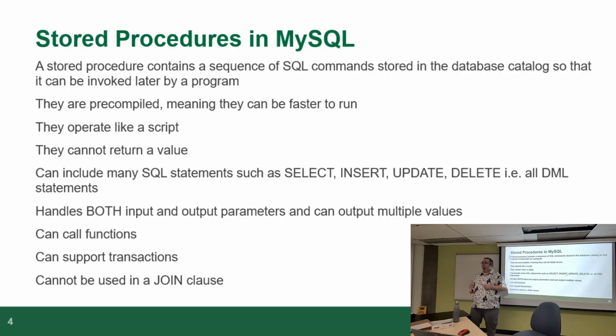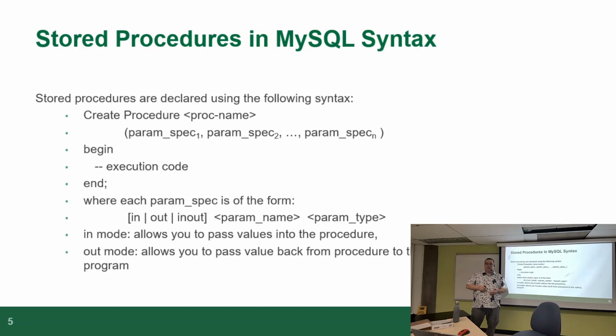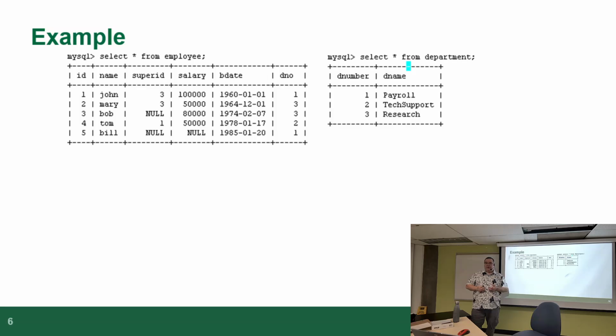I'll explain a bit what you can use it for. It can call functions. It supports transactions inside itself. You cannot use it as part of a join clause because it's self-contained. So there's an example of the syntax, but we're going to go through an example here instead.